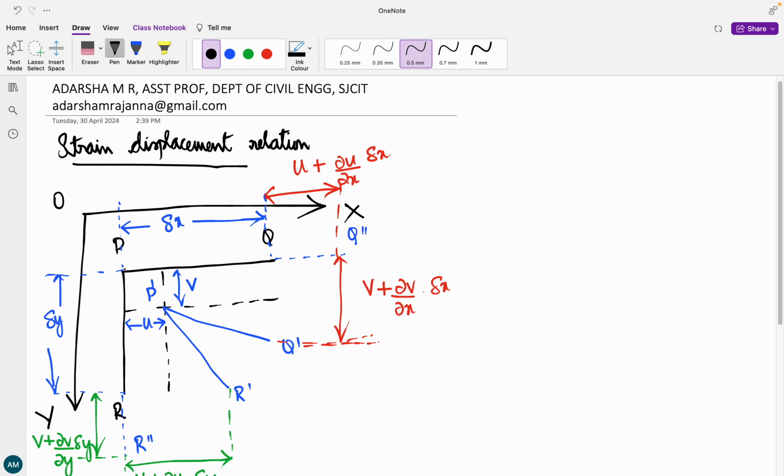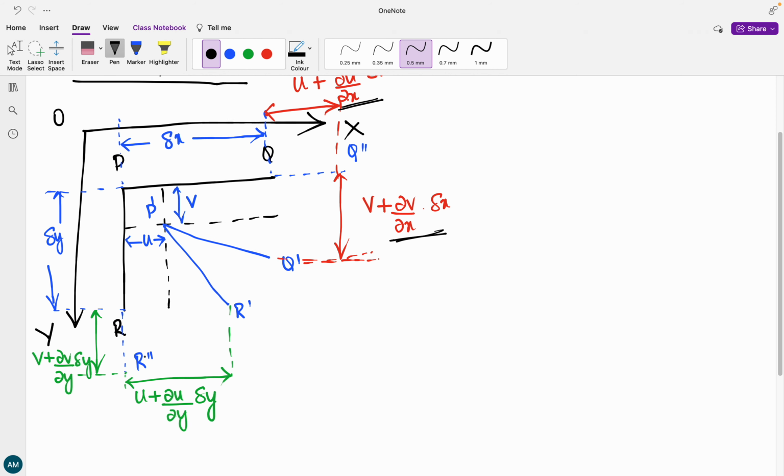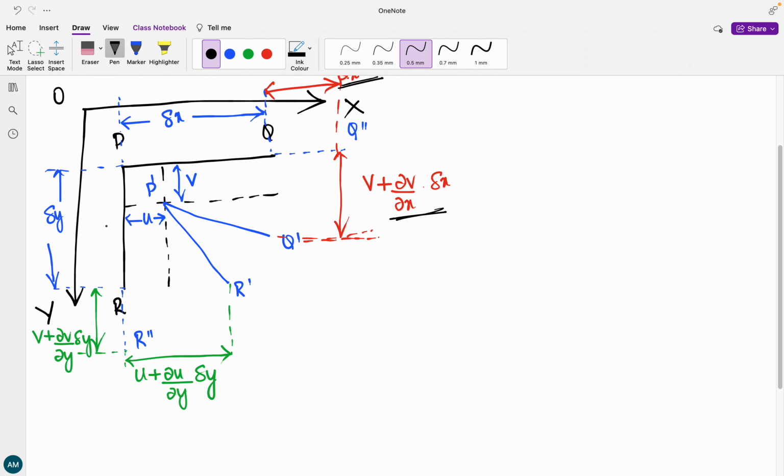We are writing with respect to elongation of PQ, hence you have dou U by dou x into delta x. It is all again with respect to x that we are writing, so it is V plus dou V by dou x into delta x. Here we are writing with respect to the vertical direction PR, hence it is dou V by dou y into delta y, and then P dash R dash is U plus dou U by dou y into delta y.